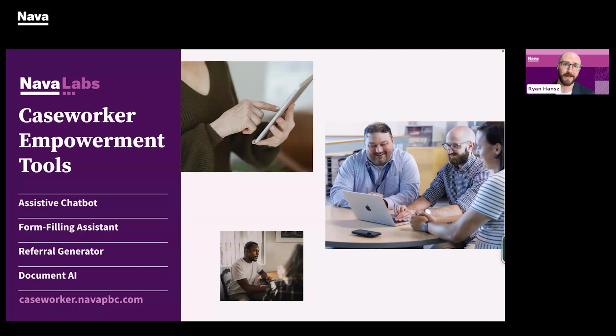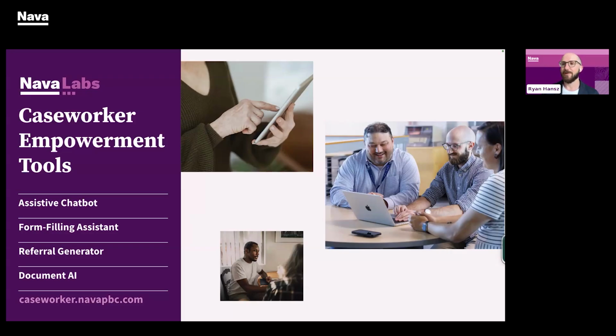All of these tools are open source, so if you're into the code side of things, you can go find the GitHub repos for them. And they're all built with the goal of giving caseworkers time back to do the human relationship part of their work and less of the administrative burden.